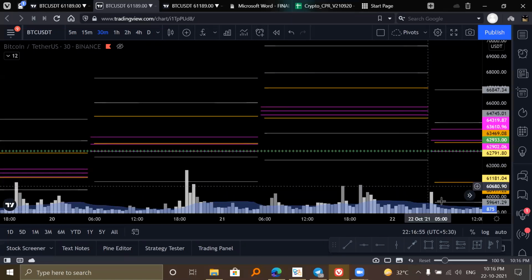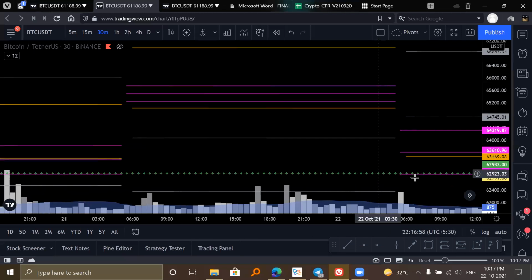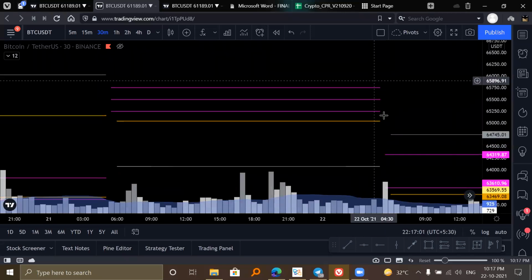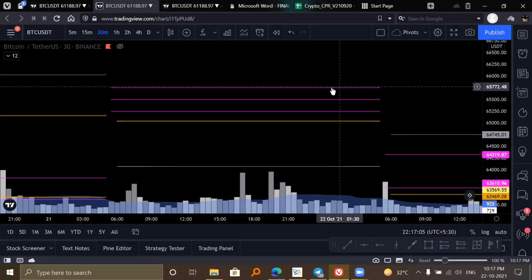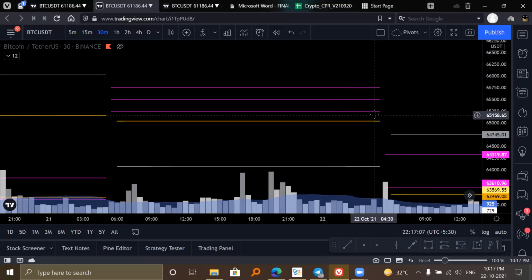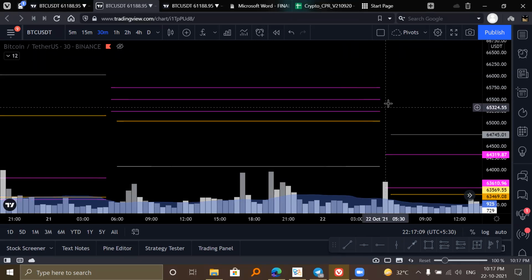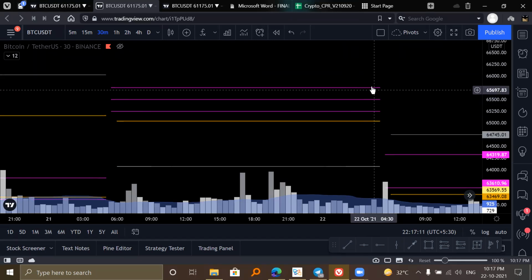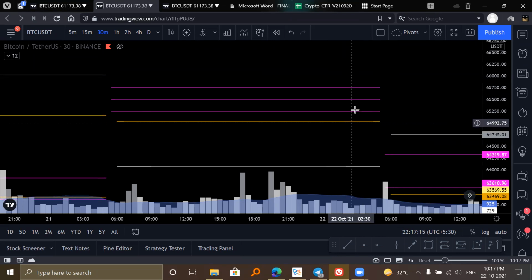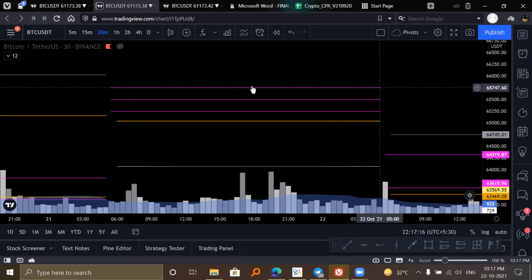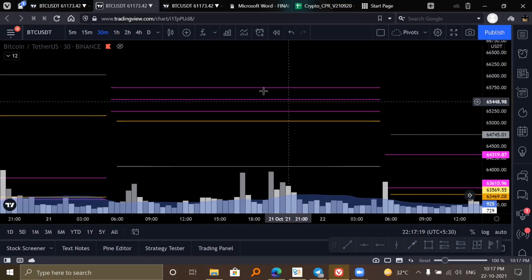I'll just zoom in. These three lines together are called CPR, or central pivot range. The top one is called the top pivot, the bottom one is called the bottom pivot, and the central one is called the central pivot. Sometimes we call them the up pivot and down pivot, or top pivot and down pivot, and this is the central pivot.